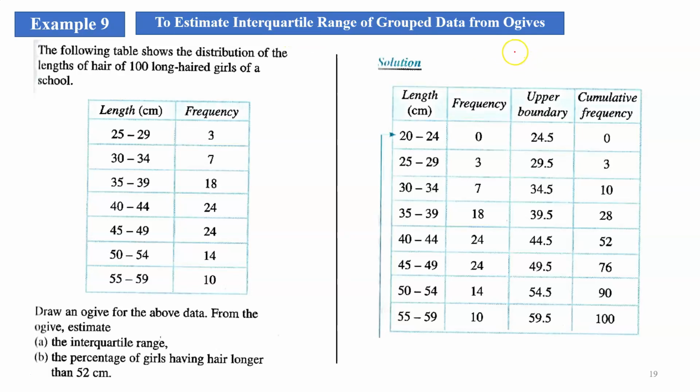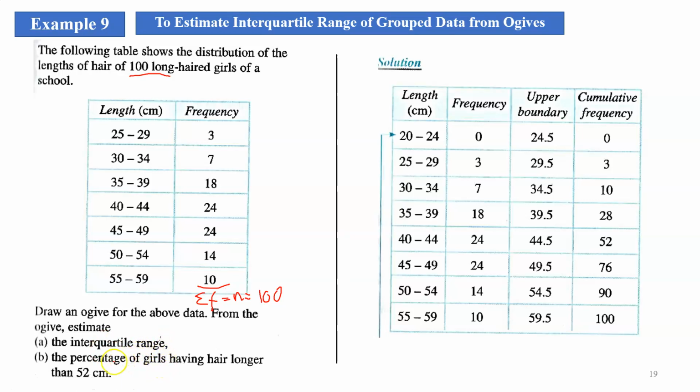Tadi daripada table, sekarang daripada OGIF. Okay, let's see you have this table. Dia kata, this table have 100 long hair girls. Ada 100 orang budak perempuan rambut panjang lah. So, ni total dia, summation of F. Actually, sama juga dengan N. Then you get 100. Okay. Then you need to draw an OGIF for the data. From the OGIF, estimate the interquartile range, and the percentage of girls having hair longer than 52.